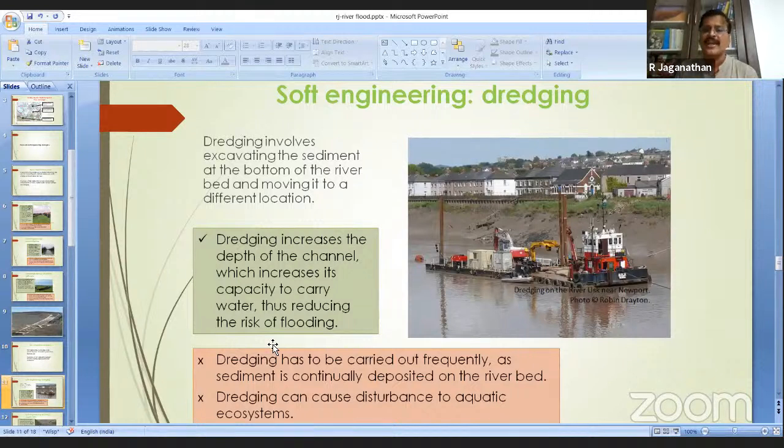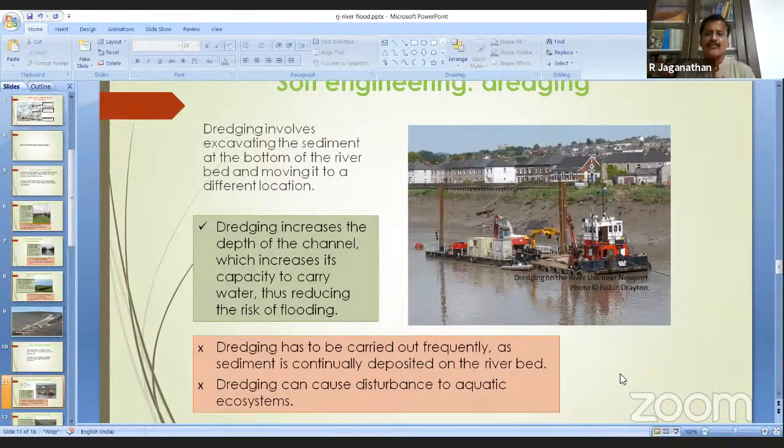And dredging also is a very important one. I think most of the places, particularly in urban areas, do this. This involves excavating the sediment at the bottom of the riverbed and moving it to a different location, so that dredging also will reduce the risk of flooding. Dredging has to be carried out frequently as sediment is continuously deposited on the riverbed. For example, when we have the northeast monsoon and southeast monsoon, based on our problem, whether we are in Chennai or in Kolkata, we have to use it frequently so that we will be able to reduce the risk of flooding.